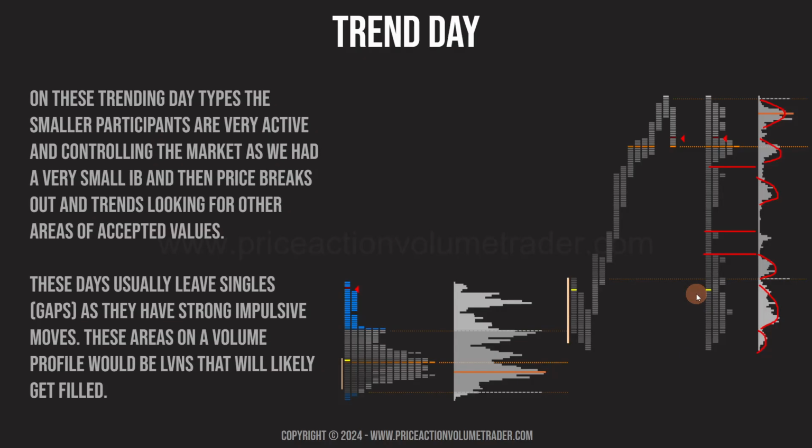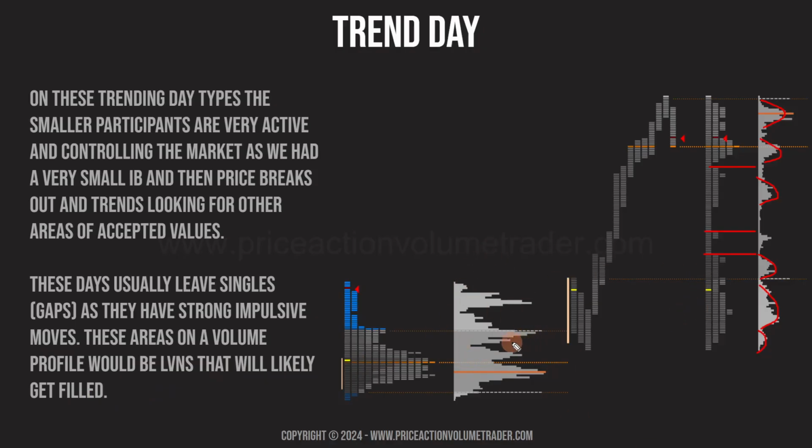So on trending day types, the smaller participants are very active and controlling the market, as we had a very small initial balance, and then price breaks out and trends, looking for other areas of accepted value. These days usually leave singles or gaps as they have strong impulsive moves. So these areas on a volume profile would also look like low volume nodes that will likely get filled.